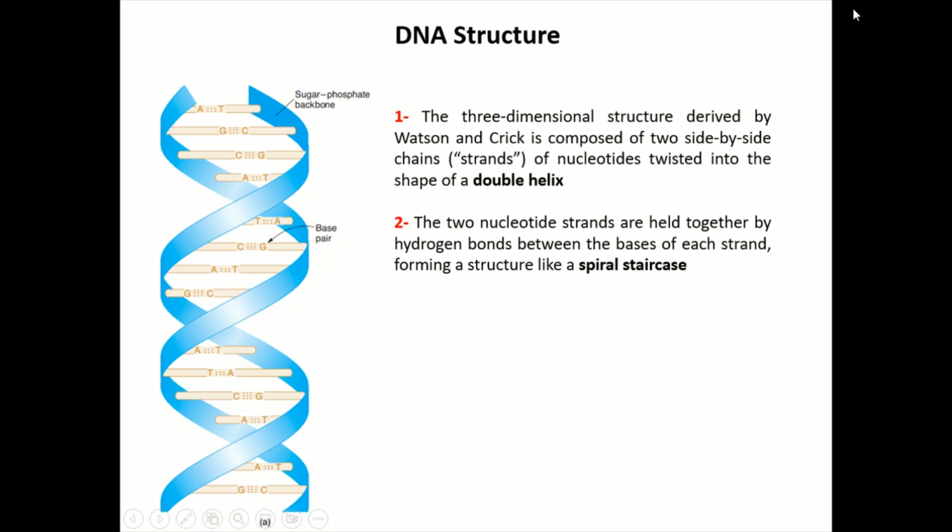So what is this complementarity rule? A always binds with T, and that makes two hydrogen bonds, and G always binds with C, and there is the formation of three hydrogen bonds between C and G. It means A always codes for T in the DNA, or U in the RNA, and G always codes for C.